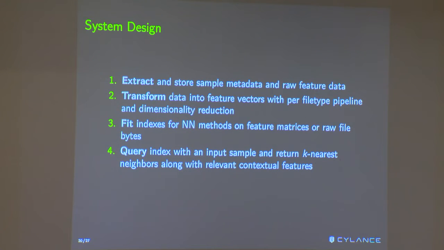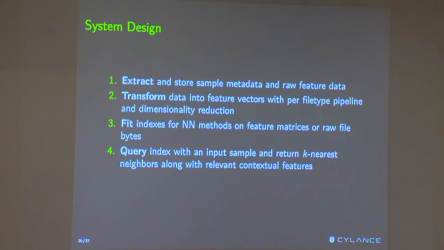We need to transform that feature data into a representation, so into those vectors, that we can then feed into one of our nearest neighbor search methods. So this is done with a per file type pipeline. We might need to do some dimensionality reduction.